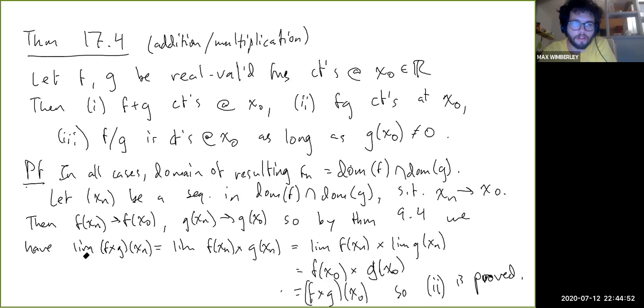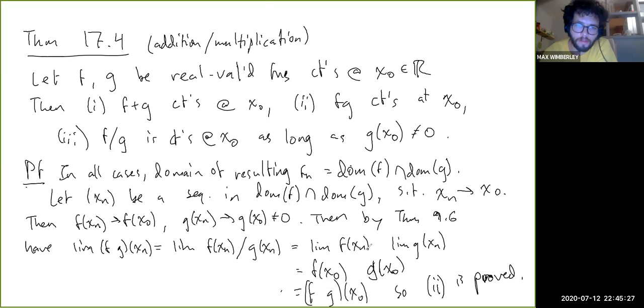And then if we assume that g of x naught is not equal to 0, then theorem 9.6, which was about dividing convergent sequences, shows us that we can take the quotient of these, and it all works out.